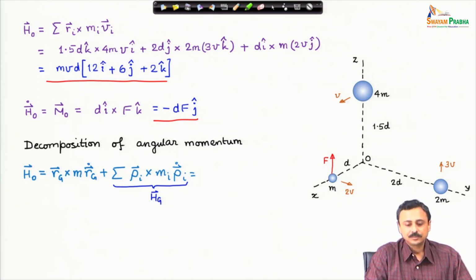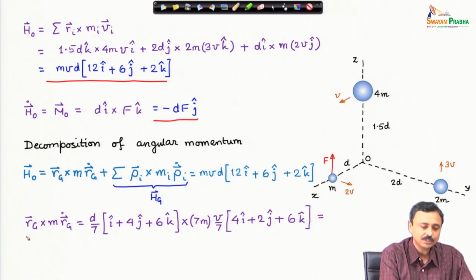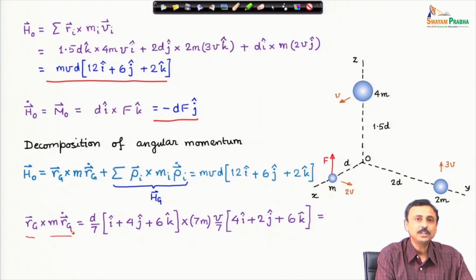Therefore, this is H_G, and this total angular momentum about O we have derived earlier. Therefore, we can find out first the angular momentum, or the moment of linear momentum, of the motion of center of mass with respect to O, and that is given by r_G, the position vector of the center of mass, cross m r_G dot, which is the linear momentum of the center of mass with the total mass concentrated there.